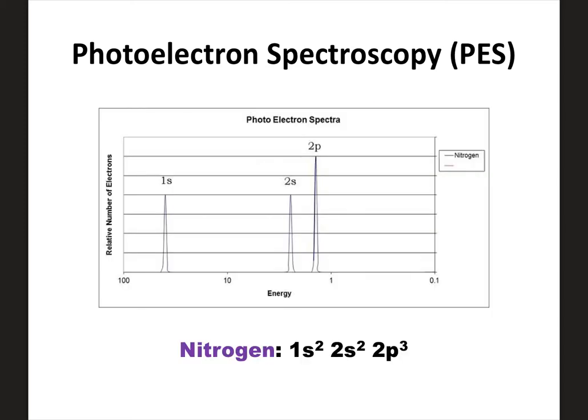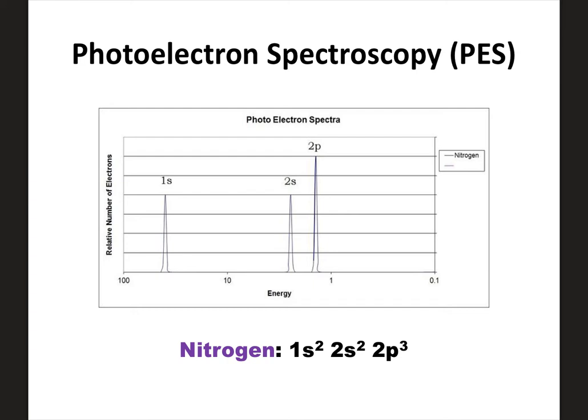Here is a PES graph for nitrogen. They're telling you flat out that this is for nitrogen, but this is a good place to start because it shows you how you use these graphs. Typically, energy is going to be on the bottom, on your x-axis, and then your y-axis is going to relate to the number of electrons. That's what we said: the peaks can tell you how many electrons are in a particular subshell.